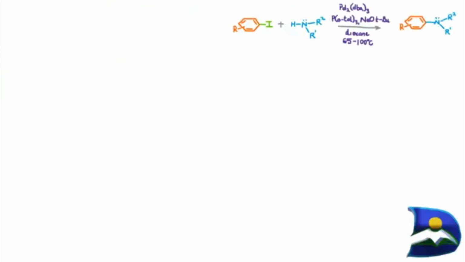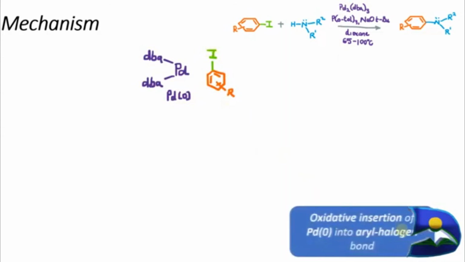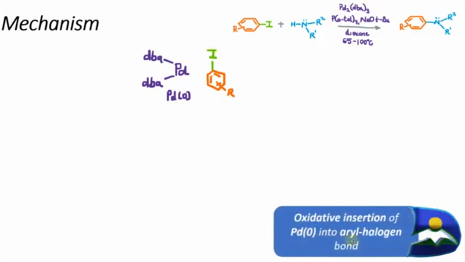First, we need to look at a particular process where we begin with our specific palladium as the catalyst, and this catalyst will be starting from palladium 0, and in the presence of our specific aromatic halide is going to actually perform oxidative insertion of our palladium 0 into our aryl halogen bond.